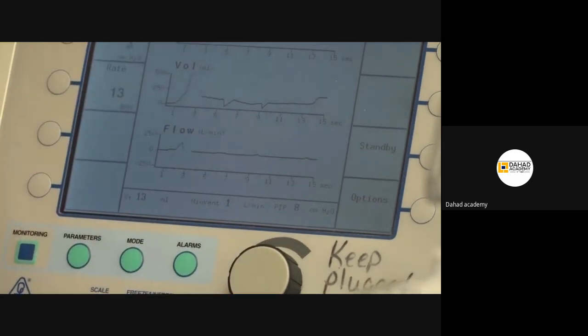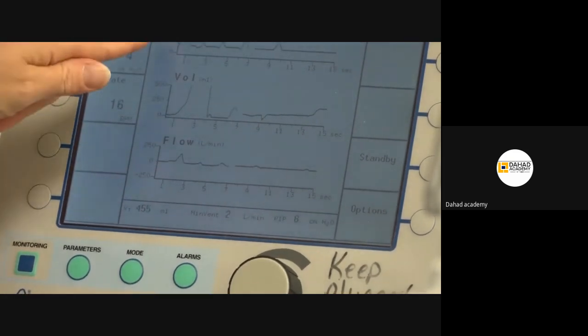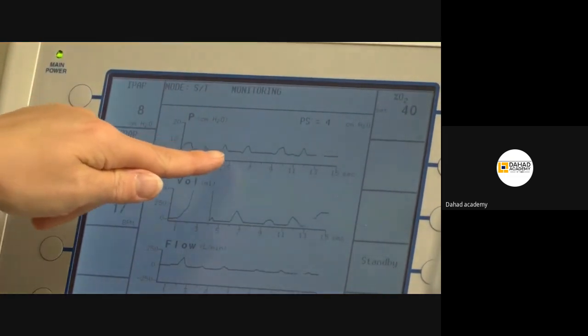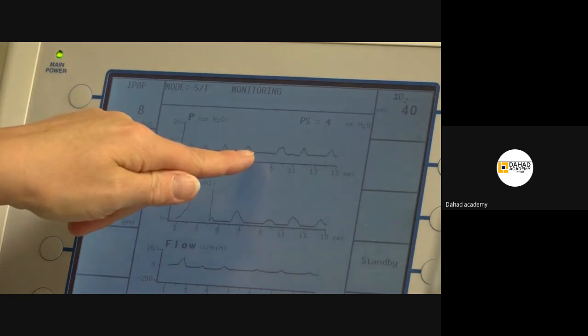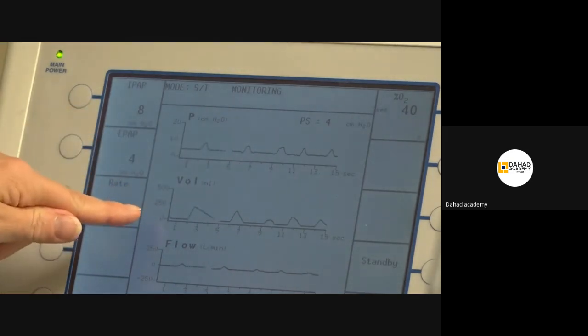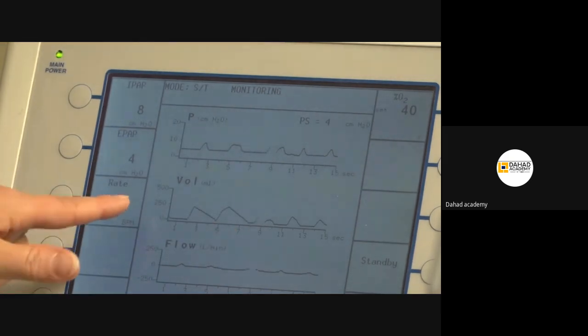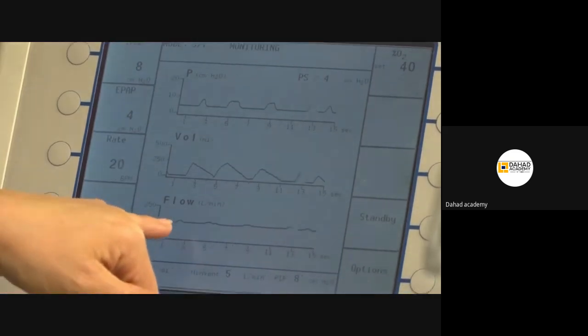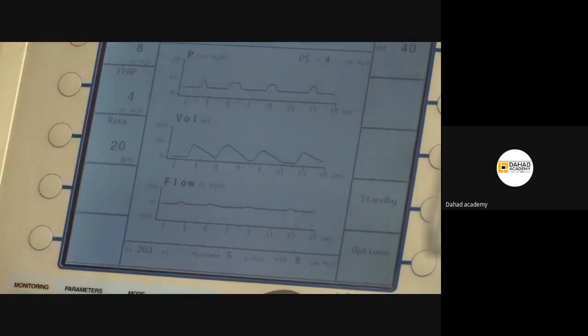When it gets to that PIP of 8, it comes back down. Our pressure line shows us each breath. Our inspiratory pressure should hit the 8, expiratory pressure should come back down to 4. Volume, you can see each breath, how big of a volume the patient is taking, which is right around the 250 mark. And then our flow, as flow is disrupted, you get the little blip. So you know everything is functioning correctly there.